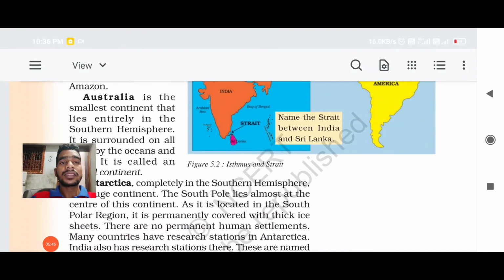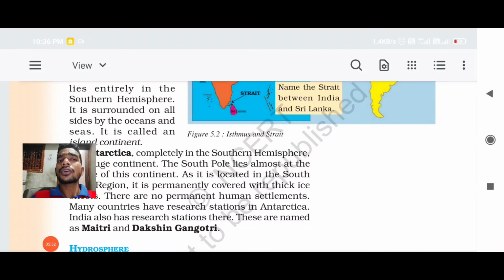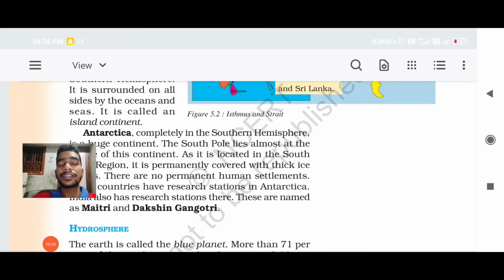Now we'll talk about Australia. It is the smallest continent and lies entirely in the southern hemisphere. It is surrounded on all sides by oceans and seas. It is called an island continent because it is surrounded on all sides by oceans and seas. This is the only continent which is surrounded on all sides by oceans and seas.